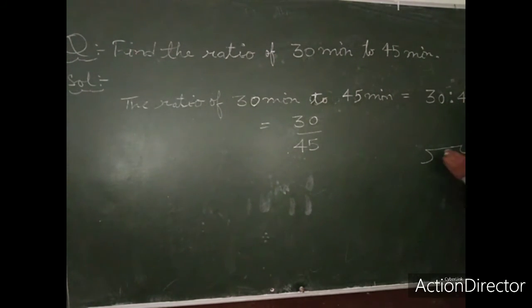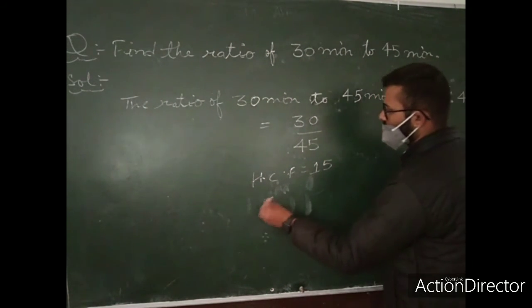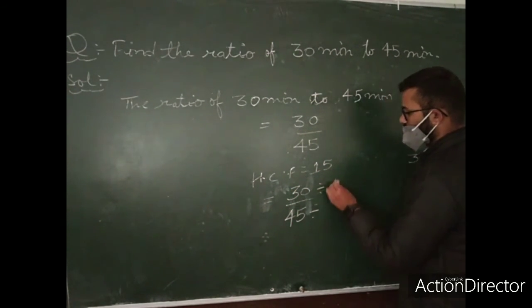Now here we find the HCF of both numbers. So here we divide 45 by 30, and we get remainder 15. Then we take 30 as a dividend and the 15 remainder as a divisor, then 15 goes into 30. So here we get the HCF of these both numbers, 15. So here we write HCF equal to 15. Now we divide 30 and 45 by 15.